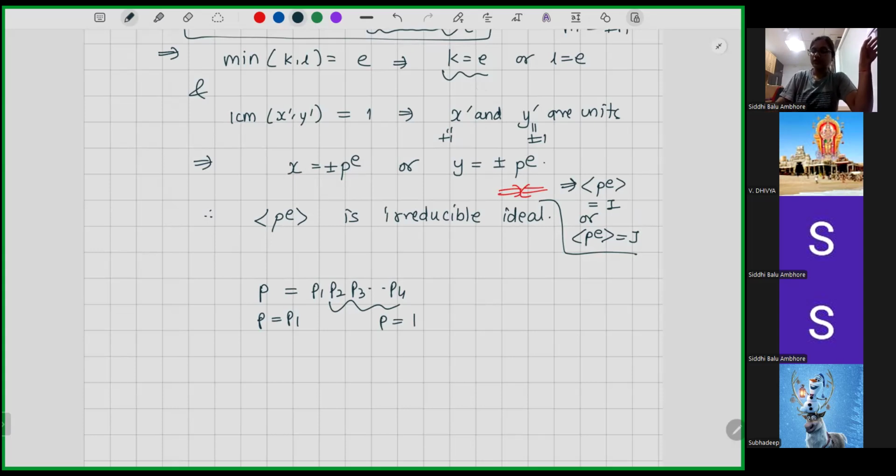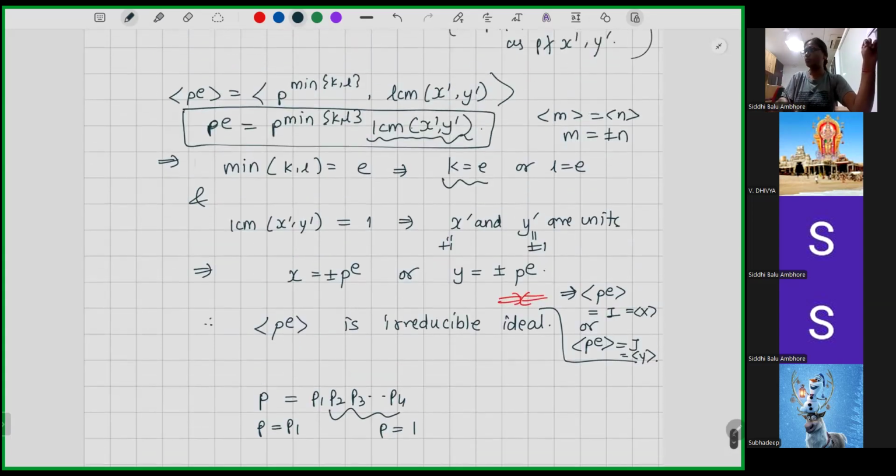Is this clear now? Because this I was the ideal generated by x, this J was the ideal generated by y. Now is this clear, Divya? We are just comparing these two. Okay.